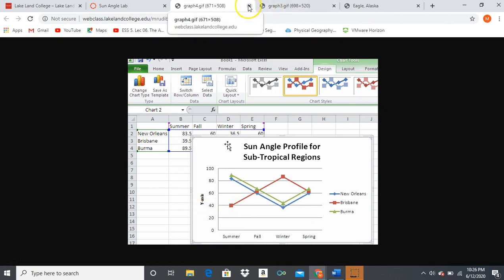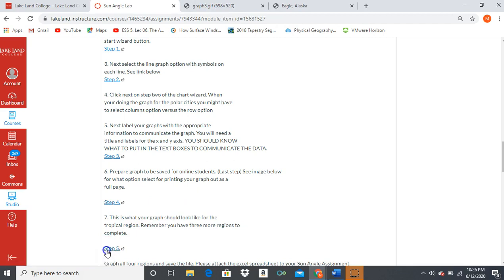Now, when you're done, you're done with the graphs. You should end up having, down at the bottom, I start tabs at the very bottom, and I label them subtropics, poles, mid-latitude, and tropics. And I have 4. You will be sending me a spreadsheet with 4 different graphs, one for each region.